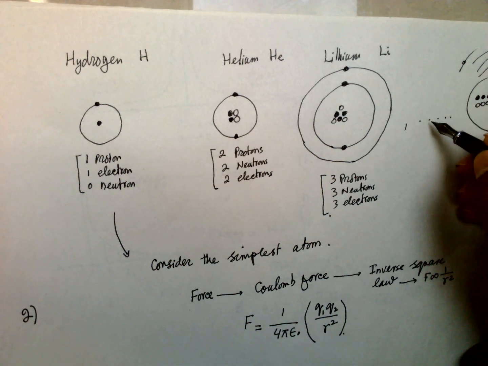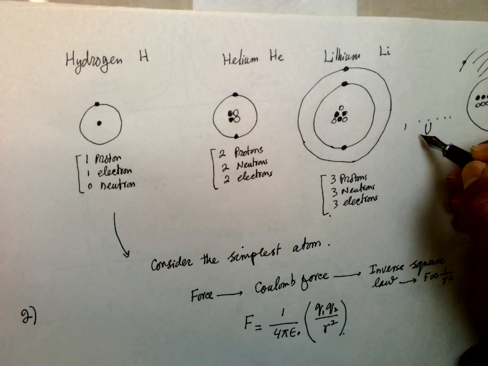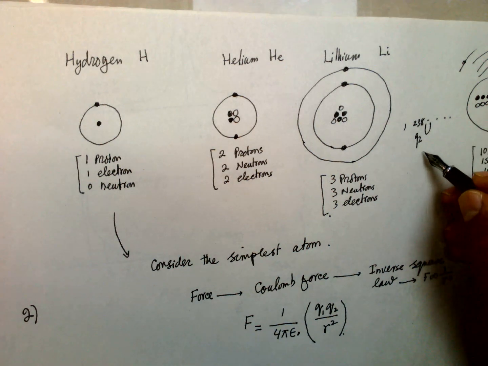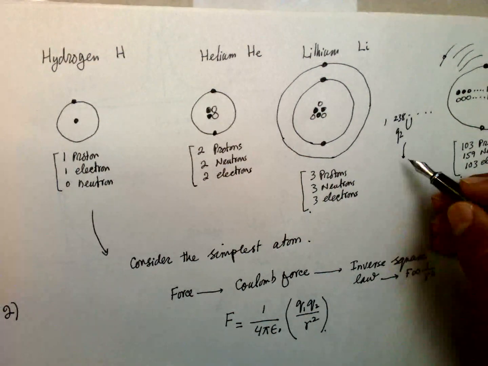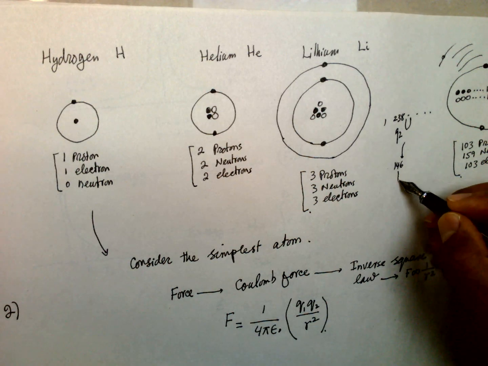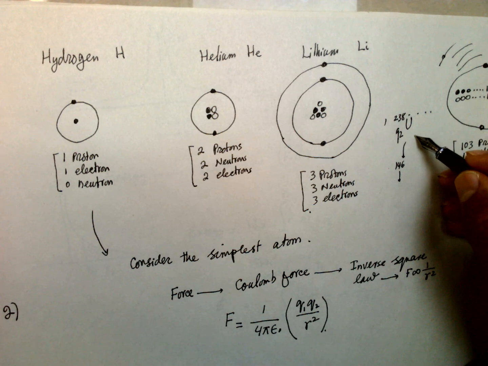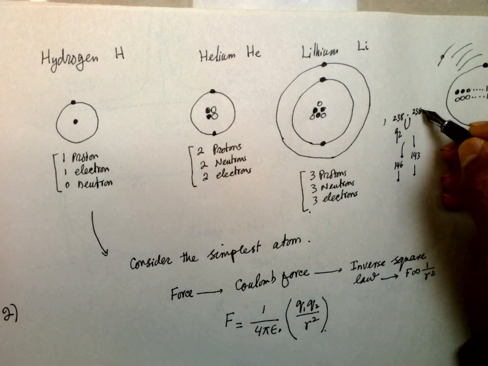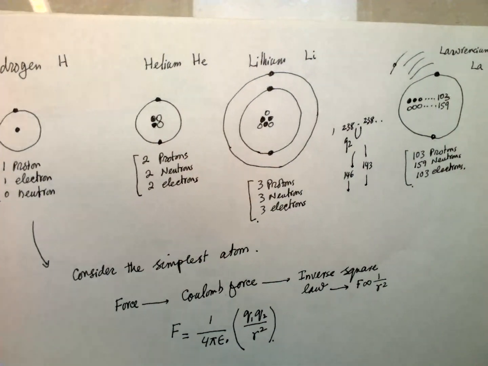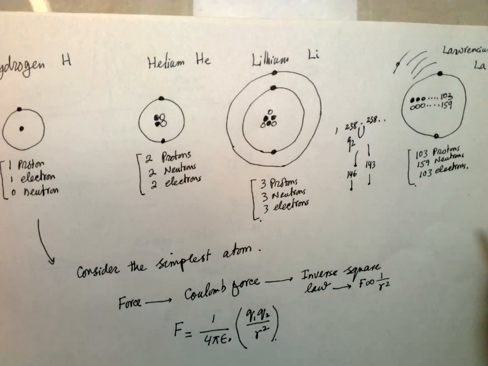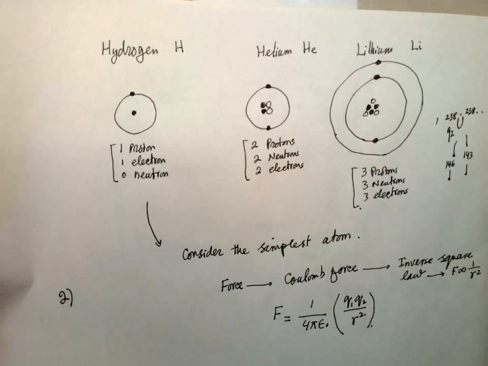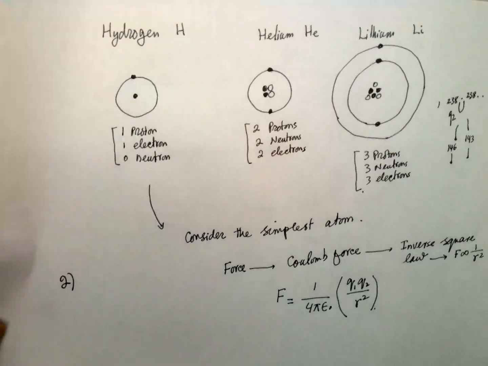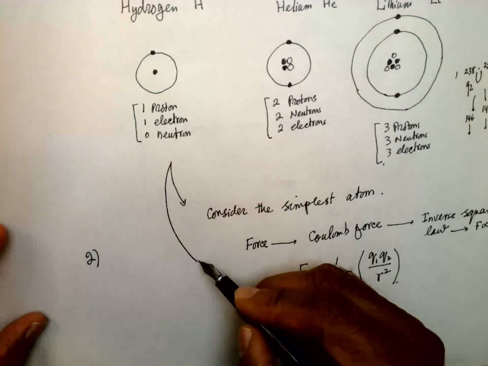Similarly, uranium has 92 protons, mass number 238, so it has a large number of neutrons: 146 in uranium-238, and 143 in the rare isotope uranium-235. So this is the structure of an atom in different elements. Now we consider a simple atom, which is the hydrogen atom.